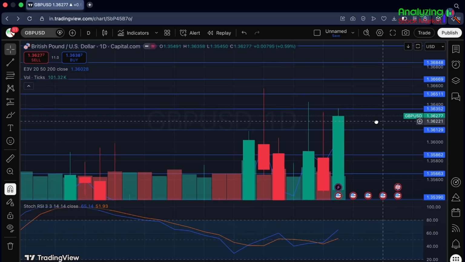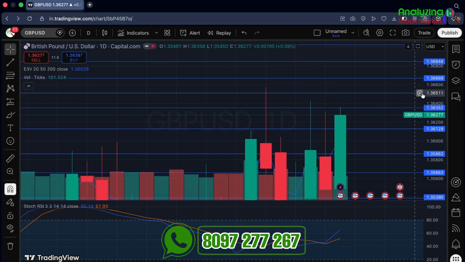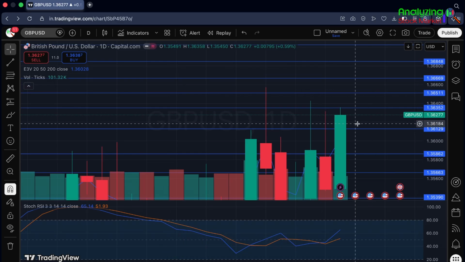So now let's talk about the closing first. Here, 1.36277 is the closing. The direct support is 1.36129 and the direct resistance is 1.36352. After direct support, there is a support of 1.35862 and then 1.35663. After direct resistance, there is a resistance of 1.36511 and after that 1.3669. These are the important support and resistance zones which will help you take better stop loss and target levels according to your bias for this week.